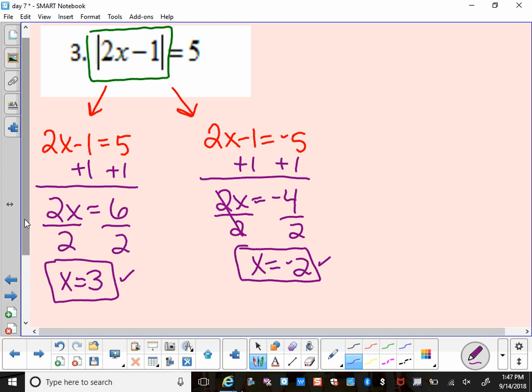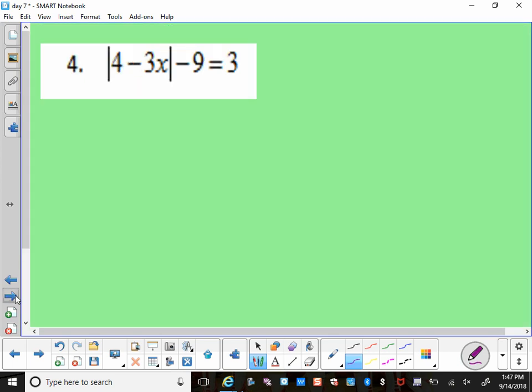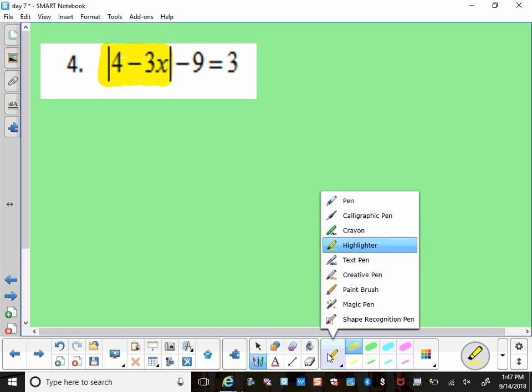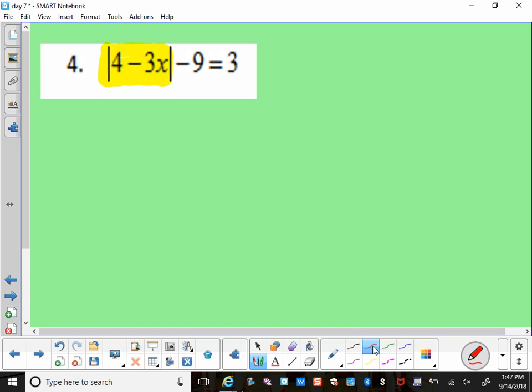All good on number 3? Alright, here's one that we finally don't have. I don't have absolute value by itself. What is next to it? A negative 9. I need to get rid of it. How do I get rid of negative 9? Yep, add it to both sides.